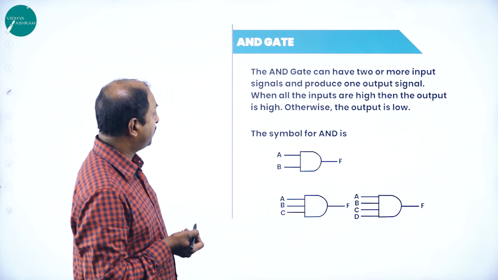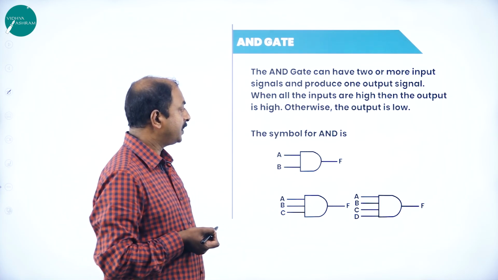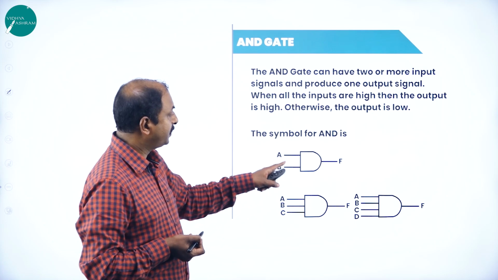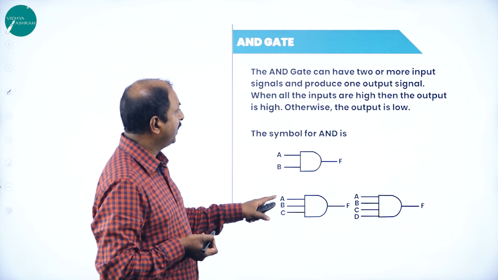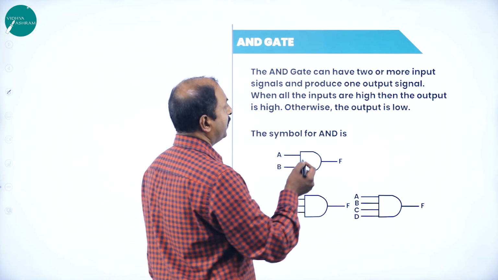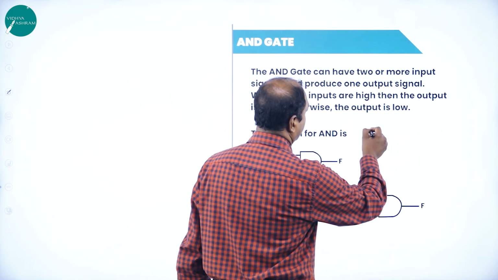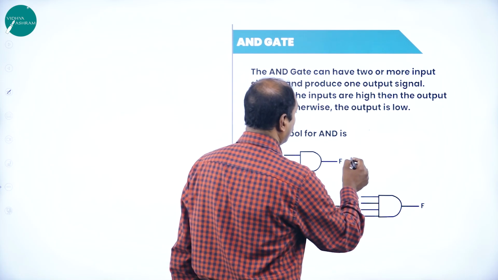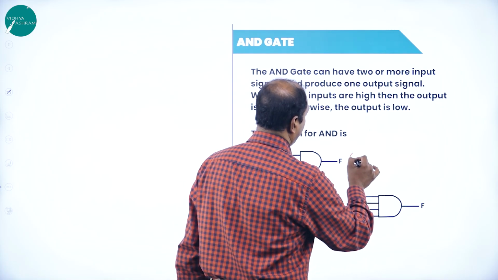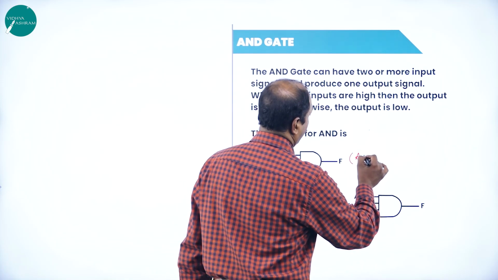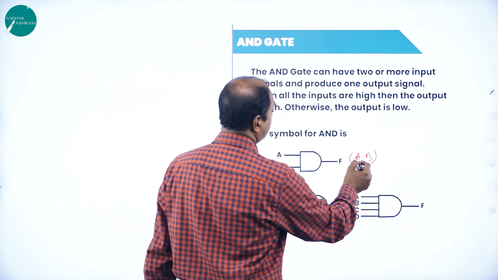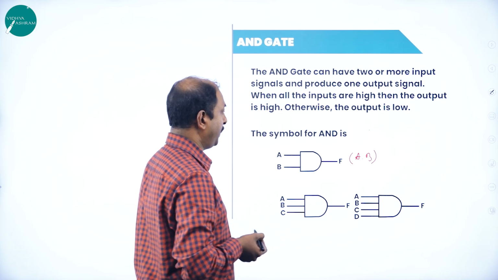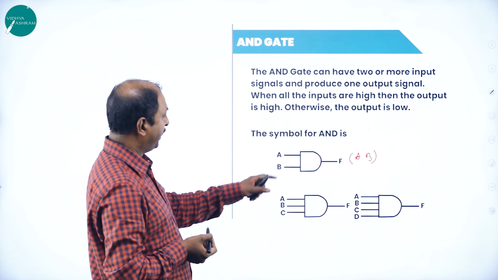Now you can see the logic symbol of this AND gate. This is a two input AND gate, A and B, F is the result, and here we represent the AND gate with a dot, a single dot. So the output will be F, nothing but A and B. This is the output of AND gate.